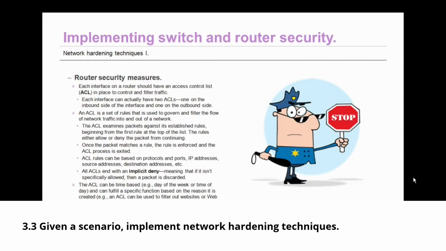An ACL is a set of rules that is used to govern and filter the flow of network traffic into and out of a network. The ACL examines packets against its established rules, beginning from the first rule at the top of the list and continuing down through all the rules. The rules either allow or deny the packet from continuing. Once the packet matches a rule, the rule is enforced and the ACL process is exited.